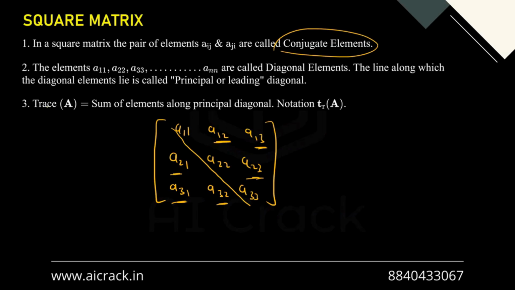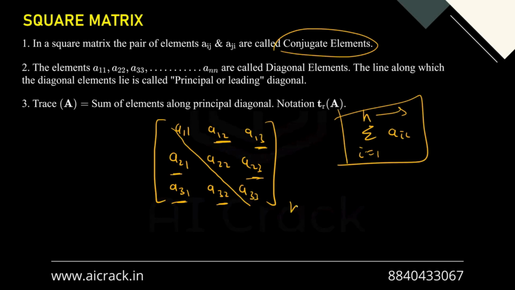Now the third point is the trace of A, which is defined as the sum of elements along the principal diagonal. So basically sigma Aii, where i goes from 1 to n, where n is the order. In the case of a square matrix, the order is n into n only, right? So that is why you can write n over here. So this summation is called the trace of A.